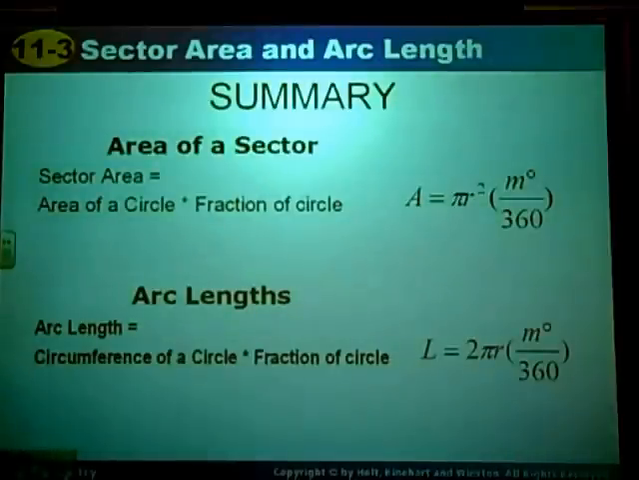So, in summary, sector area is the area of the circle times a fraction of a circle. Here's your formula. Arc length is the circumference of a circle times the fraction of the circle. Here's your formula. Make sure you've got that in your notes. Make sure you've got a couple examples in your notes.